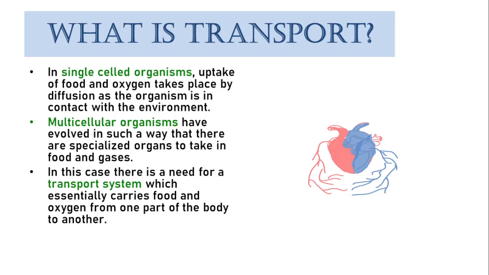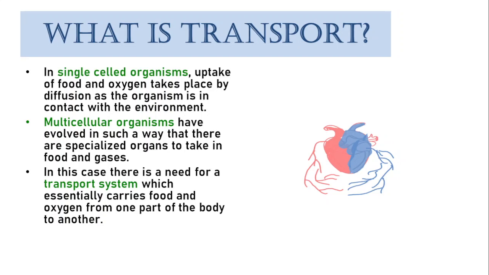So the need for a transport system in multicellular organisms comes into play, and this particular system carries food and oxygen from one part of the body to another. When we take the example of human beings, the circulatory system, which is made up of the heart, the capillaries, the arteries, and veins, particularly helps in transporting substances around the body.